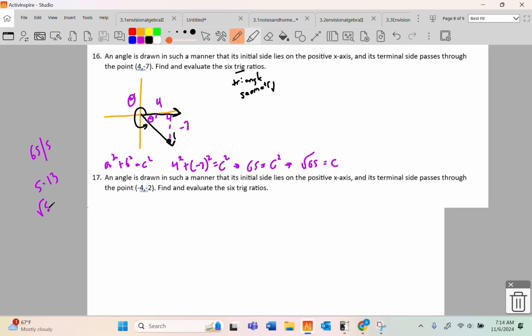You know, think about this. Root 5 times root 13. You can't do anything with it. There's nothing you can do with it. So that's what c is. C is the radical 65, however you want to say it.